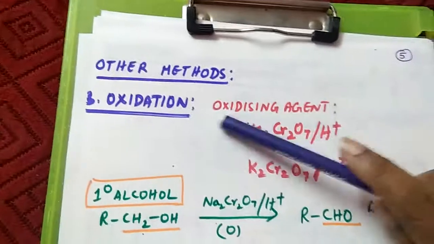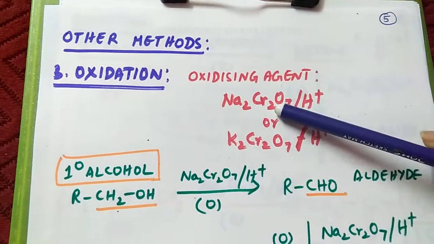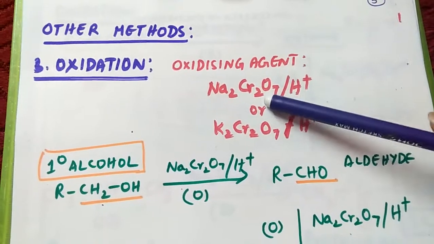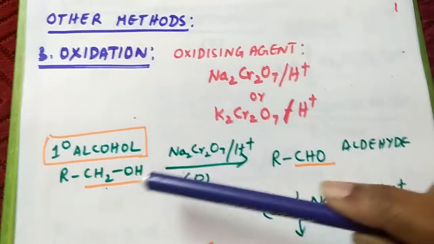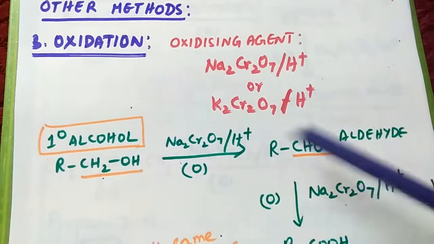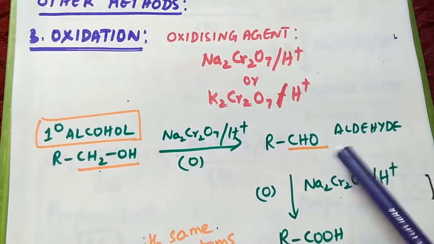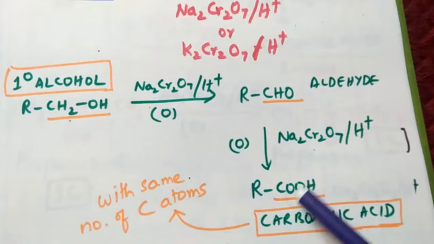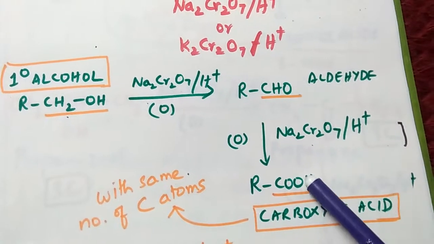And then other methods. One such method is oxidation. Oxidation is done with the help of a suitable oxidizing agent. Here, acidified potassium dichromate or sodium dichromate is used for that purpose. The primary alcohol, CH2OH, is converted to CHO. So the primary alcohol is converted to aldehyde. There is removal of hydrogen, so it is oxidation. The CHO is further converted to COOH. Here there is addition of oxygen, so it is again oxidation.